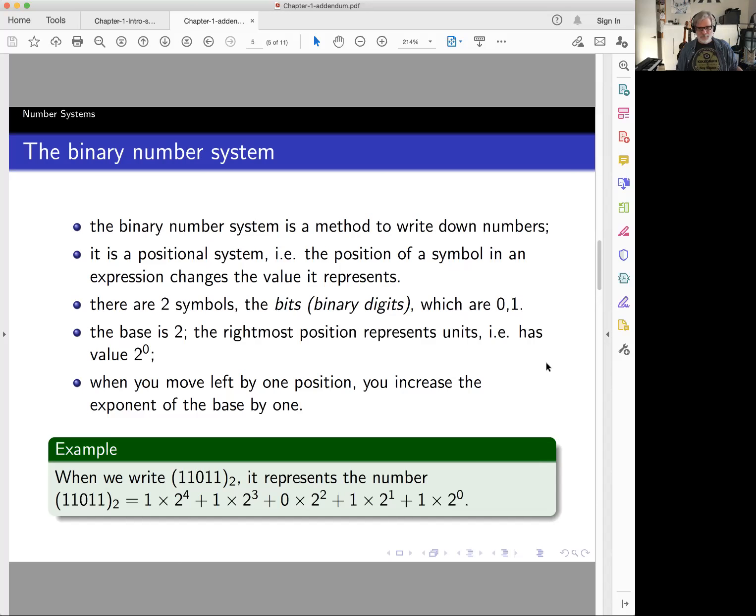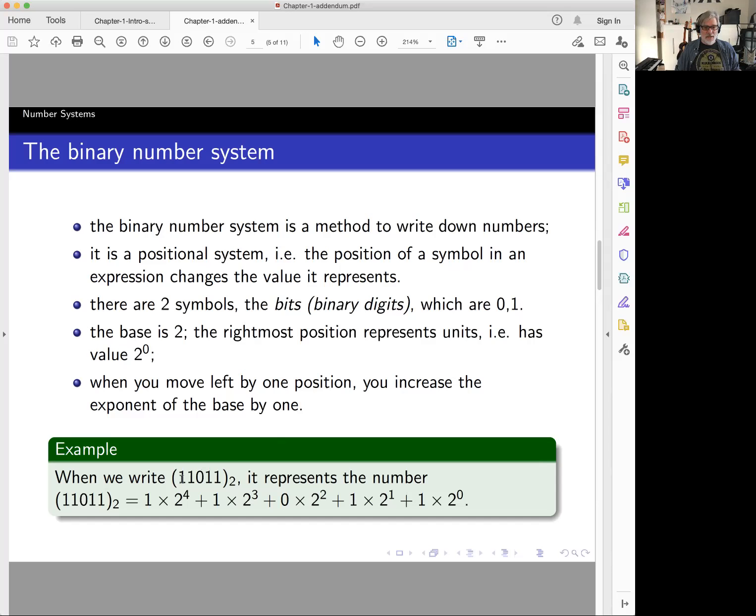Oh, I just switched to binary. So again, copy pasted the whole thing. So binary number system is a method to write down numbers. It's a positional system. It's the same thing, right? It's base 2. There are 2 symbols, the binary digits or bits for short, 0 and 1. The rightmost position represents units. That's value 2 power 0. You move left by 1 position, you increase the exponent by 1 each time.